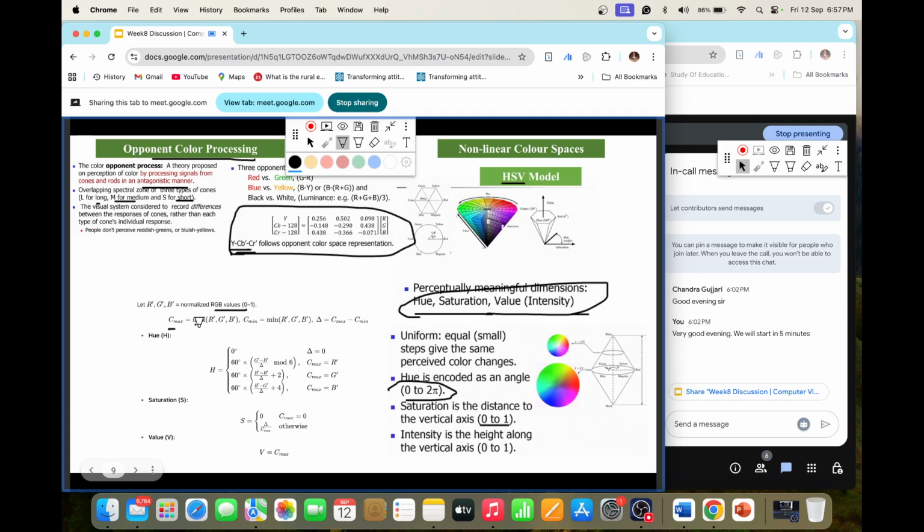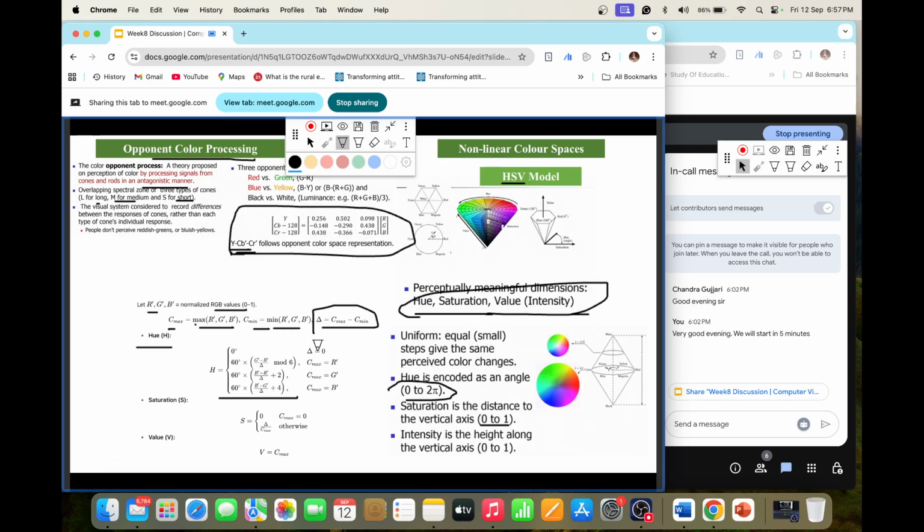Whatever maximum you get, you will write as C max. Whatever minimum you get from R dash, G dash, and B dash, you will write as C min. And you have this delta, which is nothing but C max minus C min. Once you have this, you can calculate the hue by this formula.